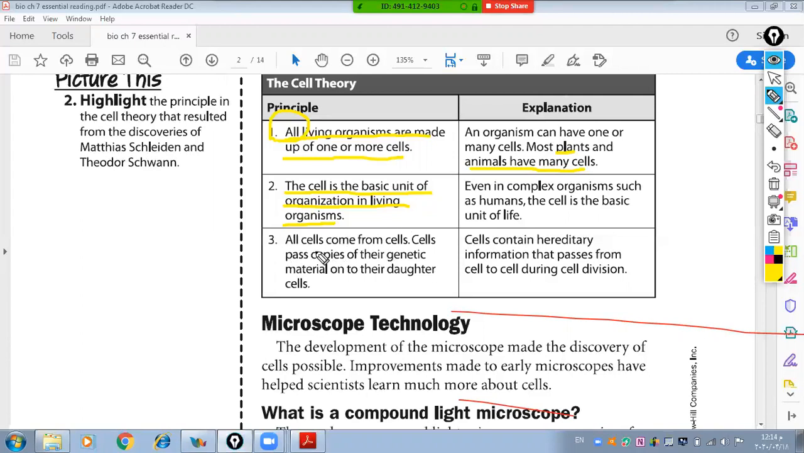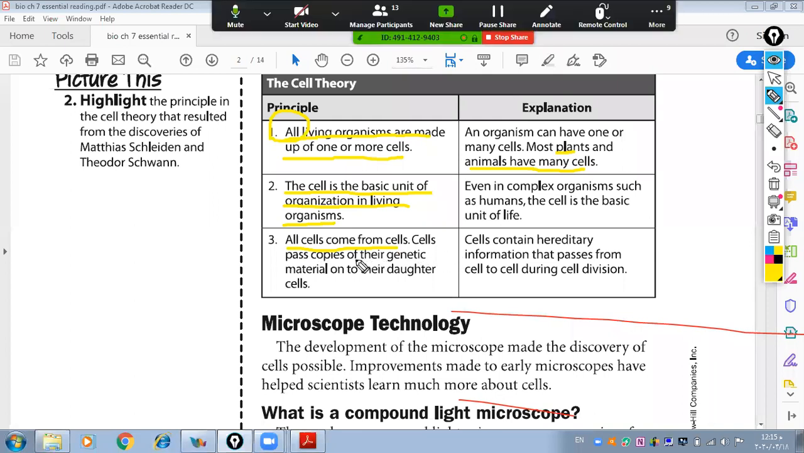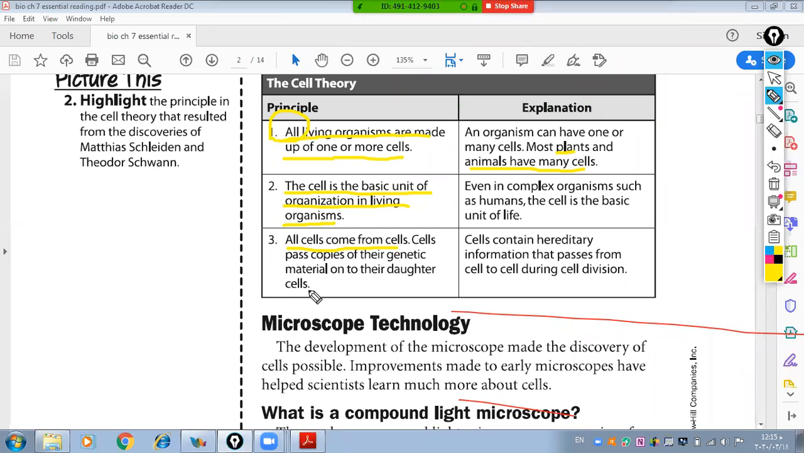But the third principle: all cells come from cells. It means cells come from other cells by division. So cells have an origin from pre-existing cells. How does this happen? We said in heredity, cells pass copies of their genetic material onto their daughter cells. So are these points clear for everyone? Yes, it's clear. Okay, and we'll move.